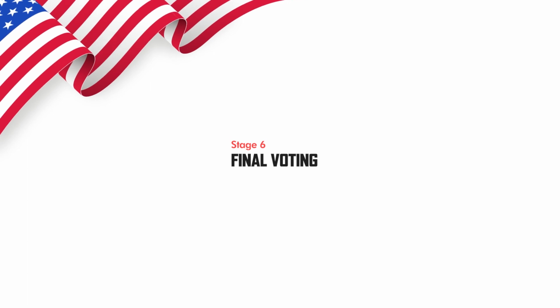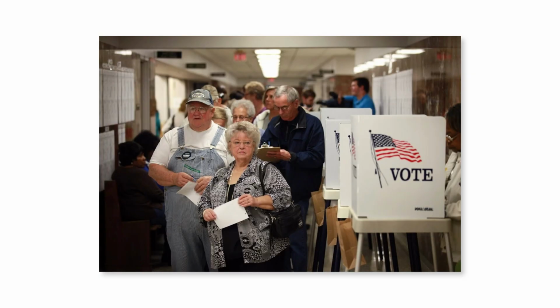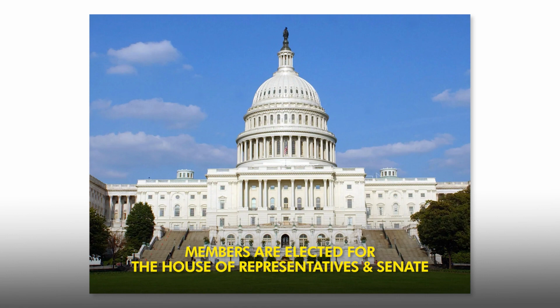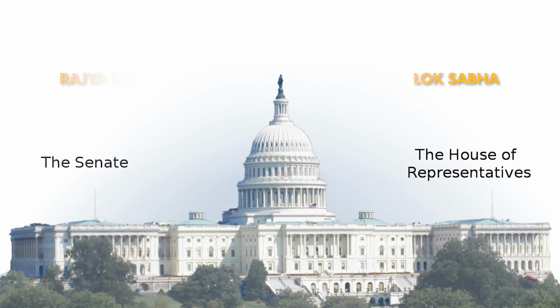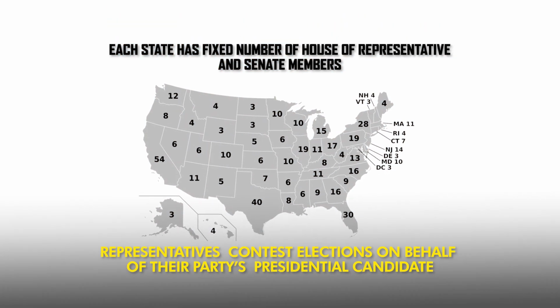Now when the parties have their candidates chosen, it is finally time when the voting for the national presidential election takes place. Citizens across the country vote to elect the members to the House of Representatives and Senate. We can term it as their Lok Sabha and Rajya Sabha. Right next to the names of the candidates contesting for the House of Representatives and Senate, their party's presidential candidate's name is also written, making it easy for the voter to make a decision.